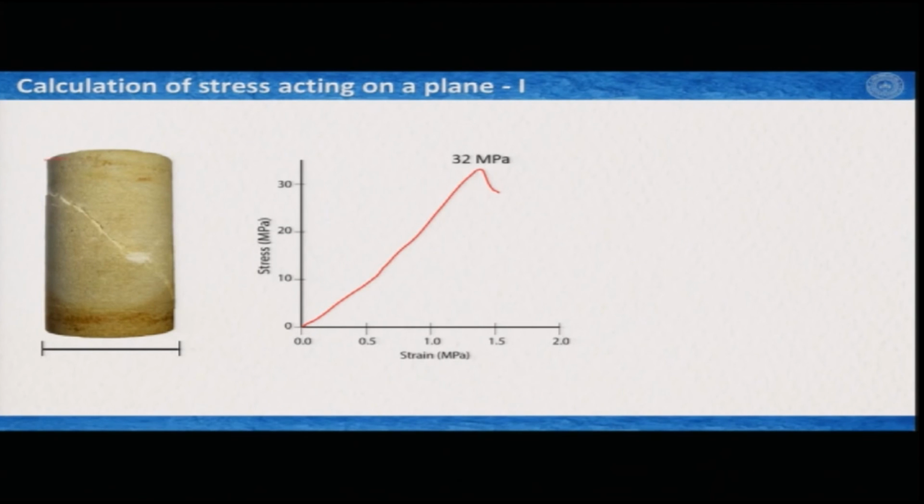So that means this surface and this surface were perpendicular to the axis of the sandstone sample, the sandstone cylinder to be very specific. And then a load has been applied from the top where the bottom was fixed, and then it got deformed, and while it deformed it produced a major fracture and a very minor fracture on this side.